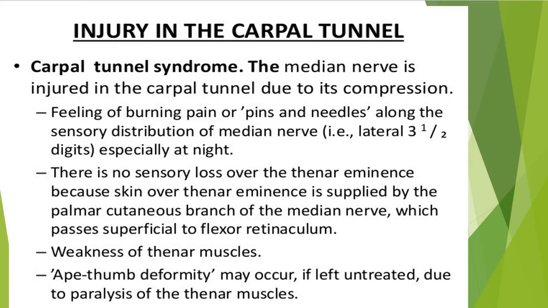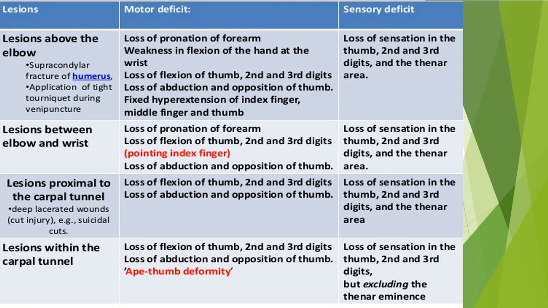Injuries can occur at the level of the carpal tunnel, where the median nerve is compressed. Burning and pins and needles sensation can occur along the distribution of the median nerve, the lateral three and a half digits, especially at night. There is no sensory loss in the thenar eminence because the skin over it is supplied by the palmar cutaneous branch, which is spared. Weakness of the thenar muscles can occur, and ape thumb deformity may occur if left untreated due to paralysis of the thenar muscles.